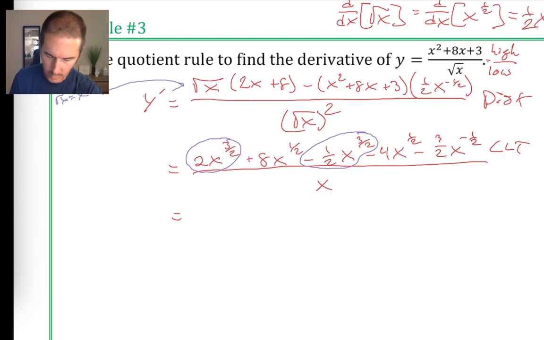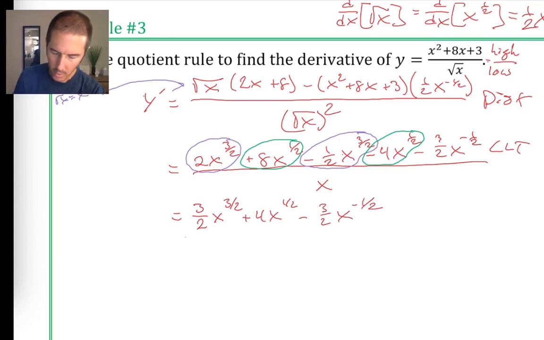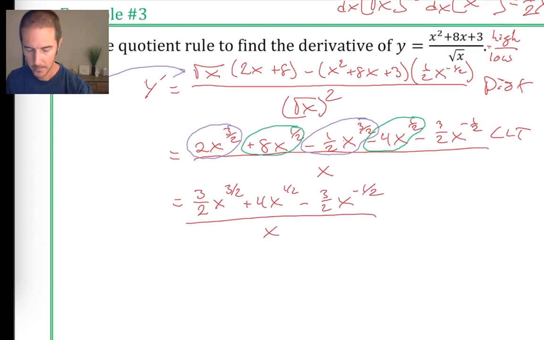And that's it. So I've got 2 of them, take away a half of 1. That leaves us with 3 halves of an x to the 3 halves power. Then let's look at our next largest exponent, which is x to the 1/2. Here's 8 of those, and we're taking away 4 of them, which leaves us with positive 4 x's to the 1/2 power. And lastly, we have a minus 3 halves x to the negative 1/2 power, and all of that is still being divided by x.